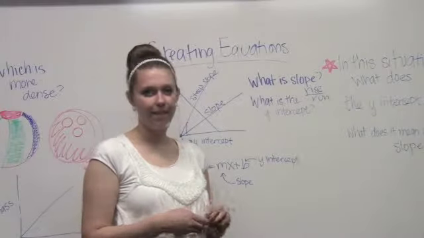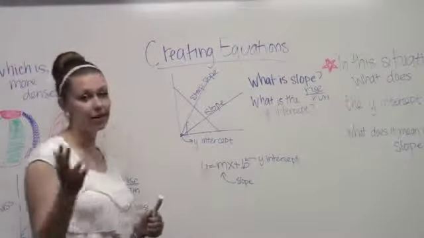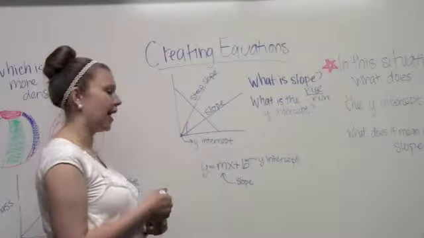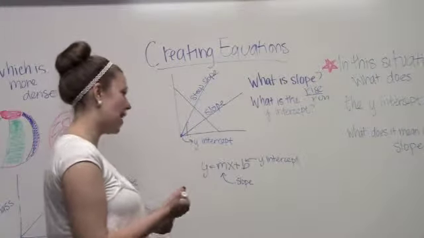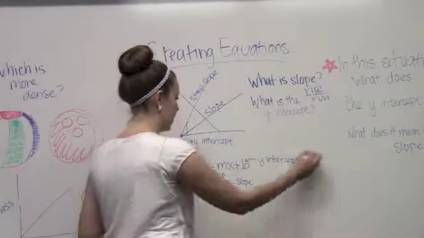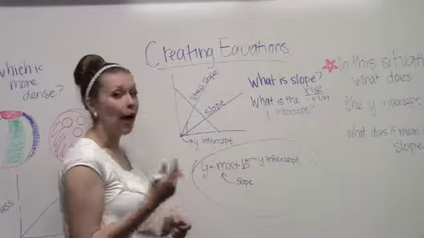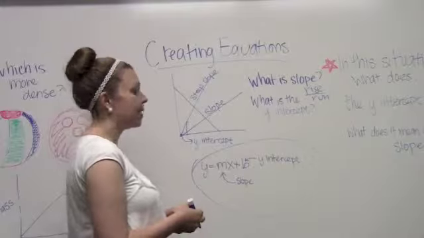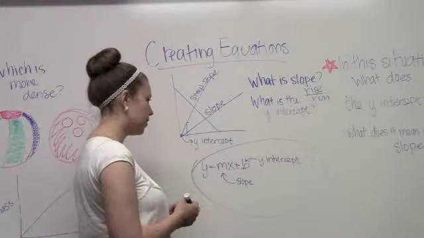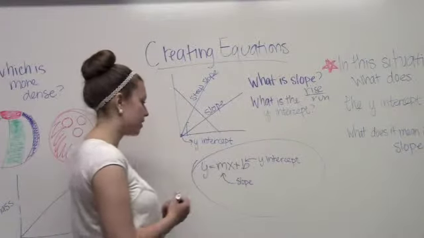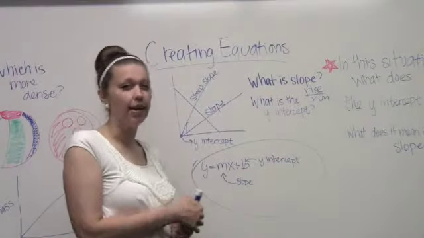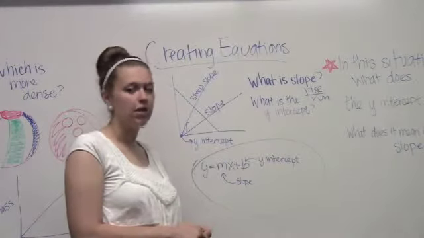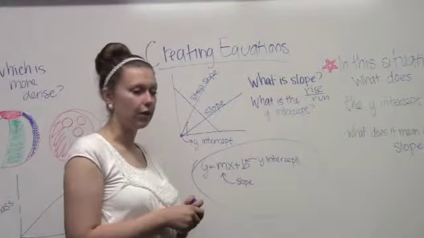What is the y-intercept, Elizabeth? Where the line crosses the y-axis. Good. And we've learned an equation that's really helpful for this, and it's y equals mx plus b, where the b is the y-intercept, which can be any number including 0. It's just anywhere it crosses the y-axis. And the slope is represented by the letter m, and it can be positive or negative. So that's just a little review about creating equations.